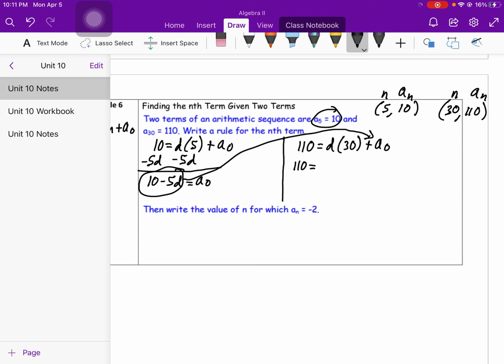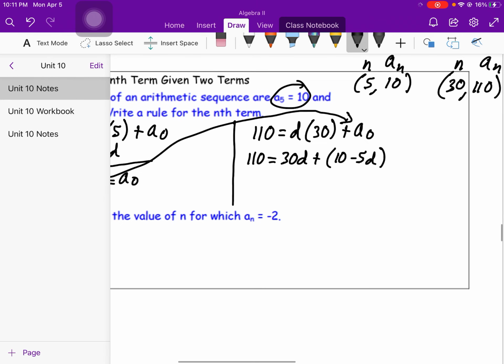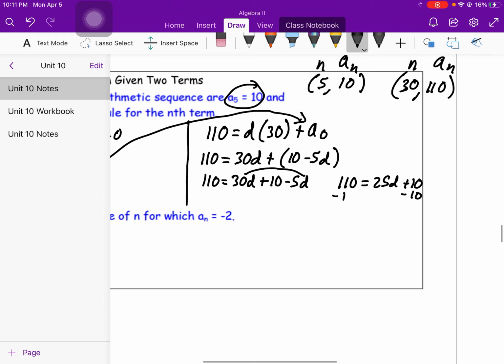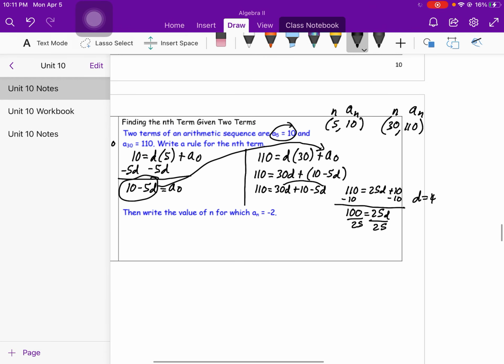So we're going to get 110 equals 30d plus 10 minus 5d. And then we just need to solve for this. So 110 equals 30d plus 10 minus 5d, and then we're just going to put those together. We're going to get 110 equals 25d plus 10. I'm going to subtract 10. And just like normal, these are going to usually work out to be really nice numbers. Divide by 25, and we get d equals 4. So our common difference is 4.